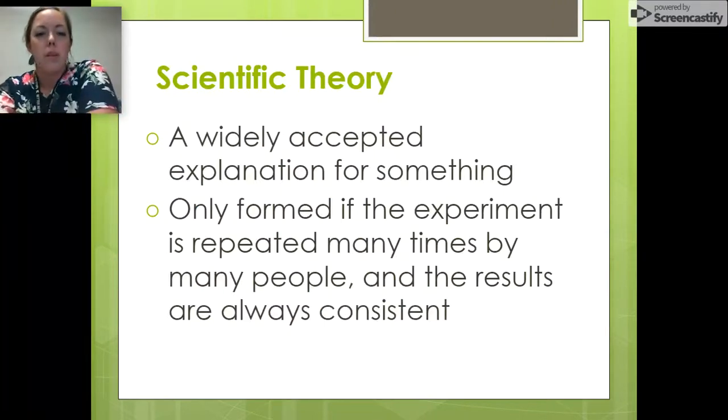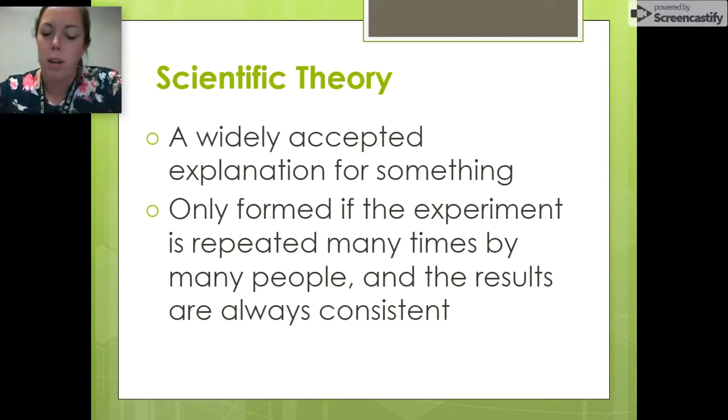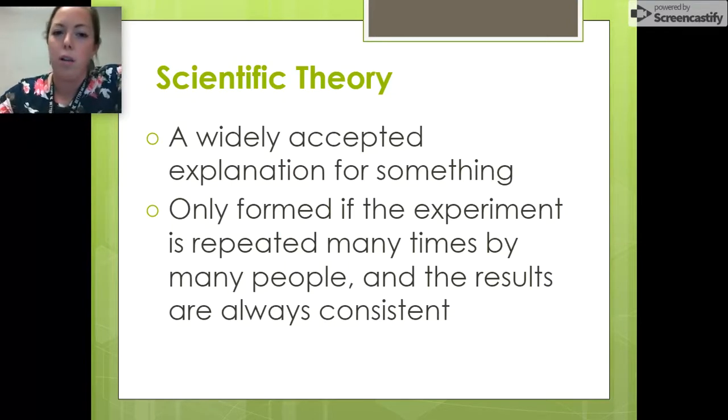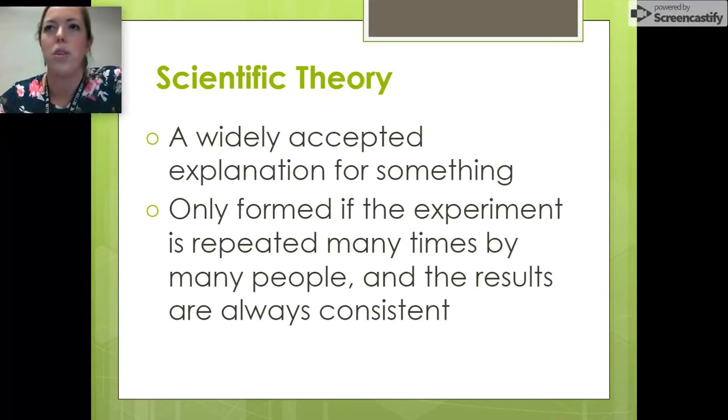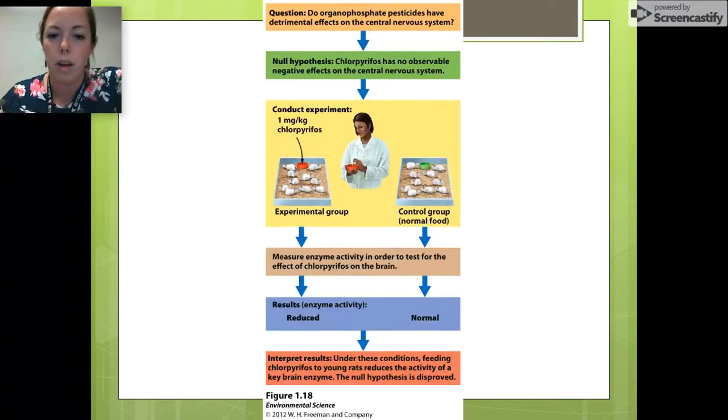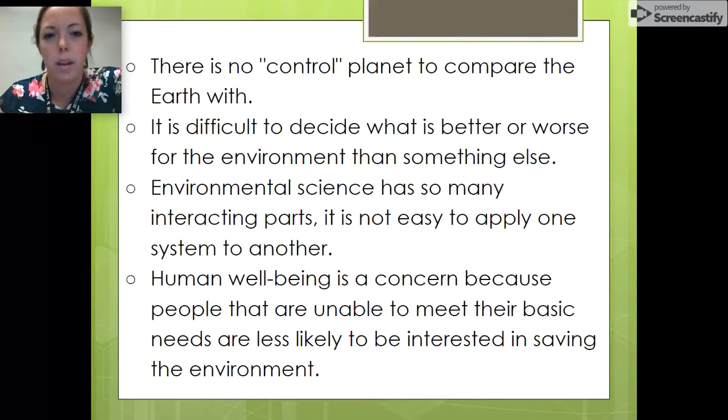So a few more things. We're almost done, y'all. Just bear with me. But a scientific theory is a widely accepted explanation for something. It's only formed if the experiment is repeated many times by many people. So it's been verified, it's been challenged, it's been repeated, and the results are always consistent. That is a scientific theory. Okay. So here's an example of this whole scientific process. I'm not going to go through and explain it, but you can look at that if you want. It's also in your book.